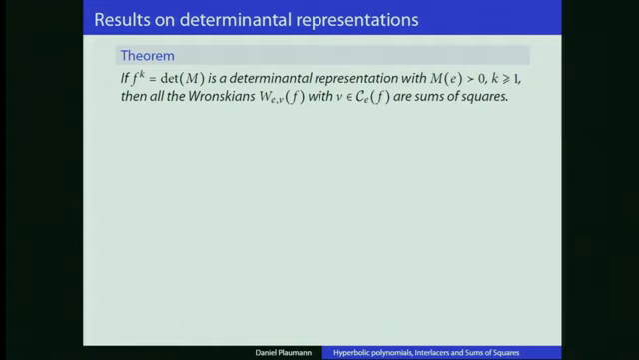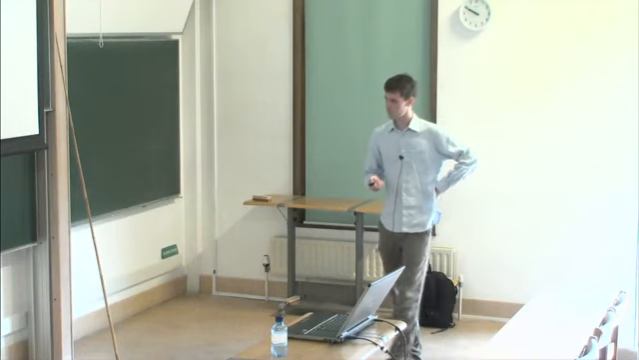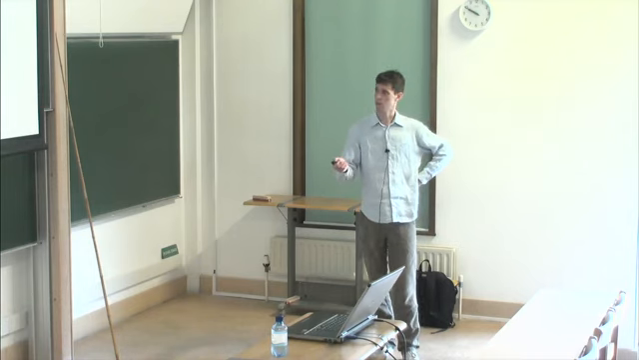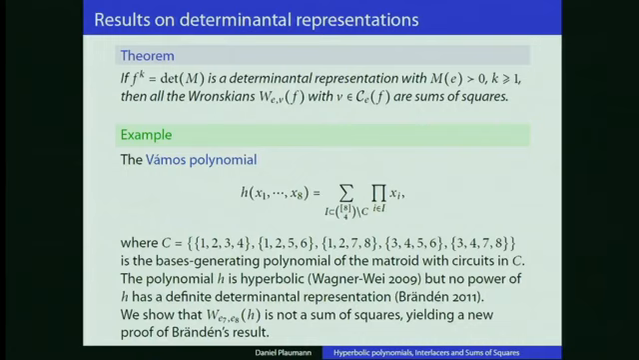And we can also apply this to an example by Petter Brändén, which I think Tim also mentioned. There's this polynomial called the Vamos polynomial. It's not terribly important what exactly it is, but it is a degree 4 polynomial in 8 variables, constructed from this matroid. And this polynomial is hyperbolic. That was shown earlier by Wagner and Wei. It's not so easy to show. In fact, it also uses some of this Wronskian business.